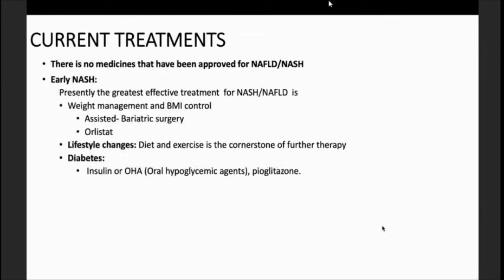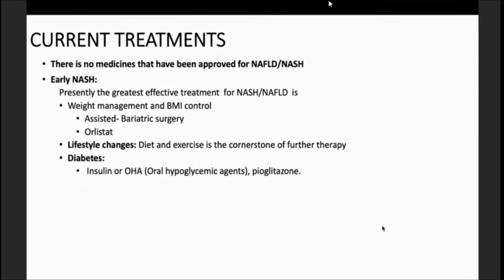So what are the current treatments happening for NASH? Technically, there are no medicines that have been approved for NAFLD or NASH. There are a few things which could be considered. For early NASH, presently the most effective treatment for NASH or NAFLD is weight management and body mass index control though. Assisted bariatric surgery for weight loss and weight loss medications have primarily been administered as a procedure for treatment though.